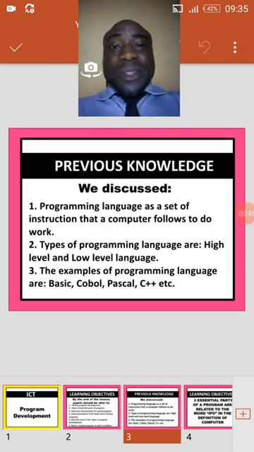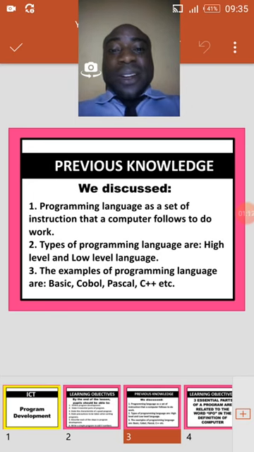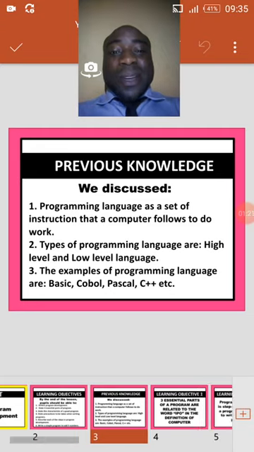But before we continue, I would like us to look at our last lesson where we talked about programming language. And what is programming language? We can say programming language is a set of instructions that a computer follows to do work. Then we looked at types of programming language, which are high-level language and low-level language. And we also talked about examples of programming language, which are Basic, COBOL, Pascal, C++, and many more.